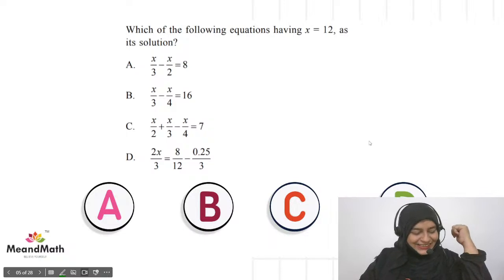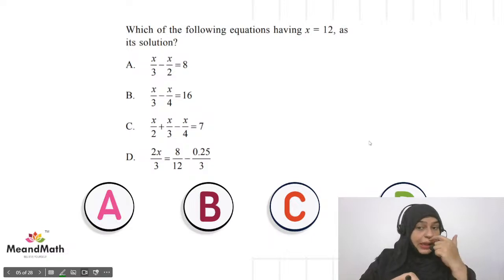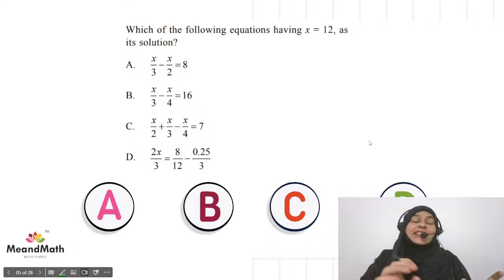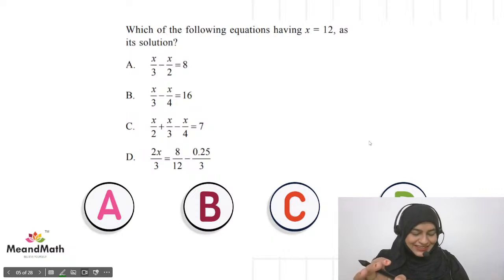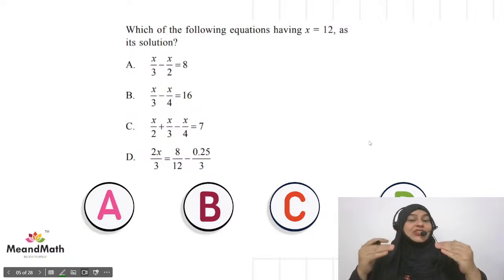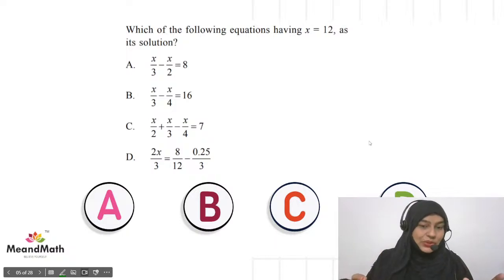It looks good, right? So the question is, which of the following equations has x equal to 12 as its solution? Very simple question, right? I'm waiting for your answers. Try to solve which equation has the solution x equal to 12. Here you can solve each equation, and one will give you the answer x equal to 12.